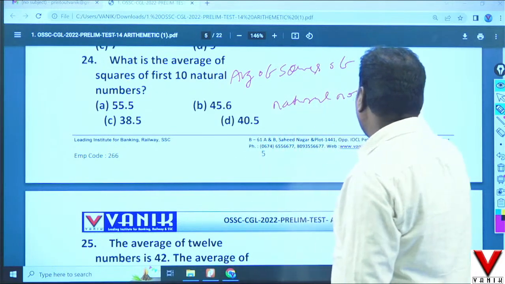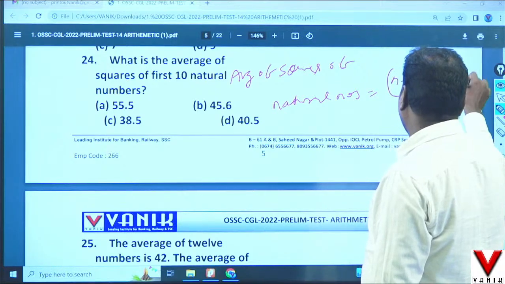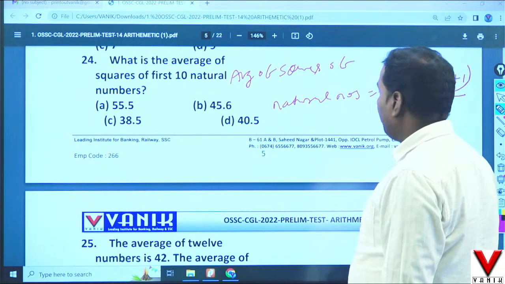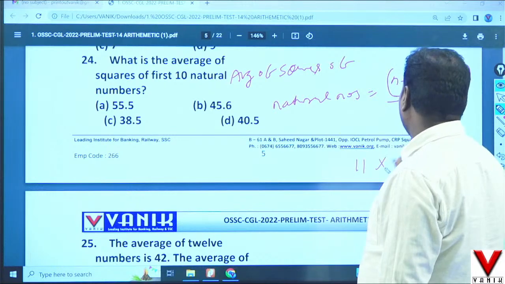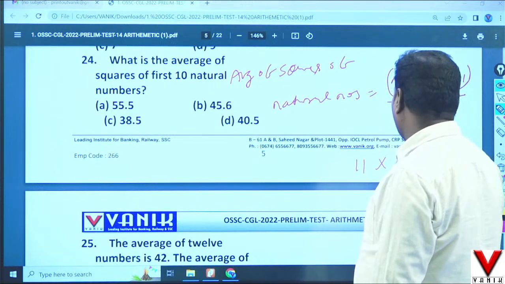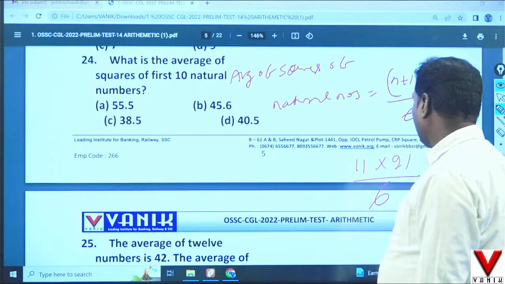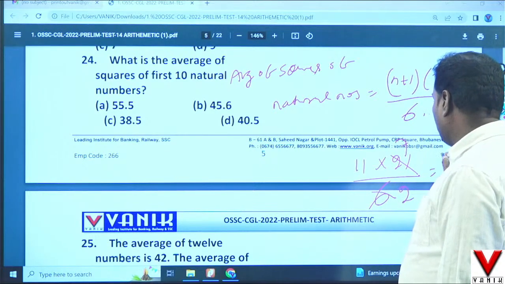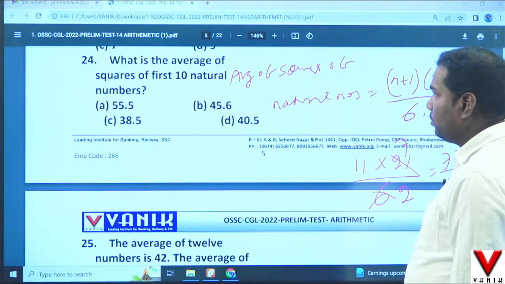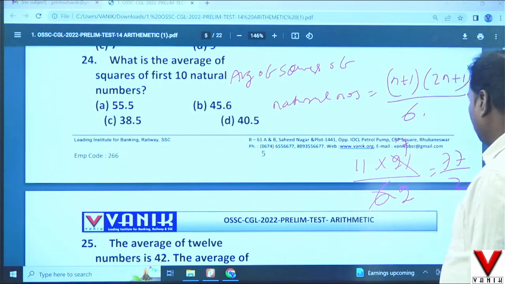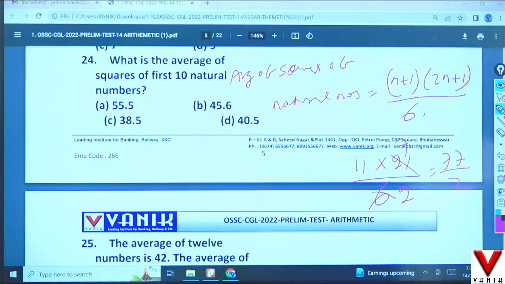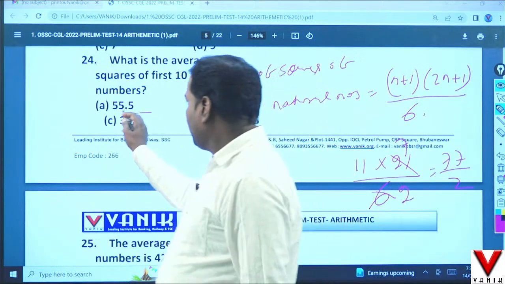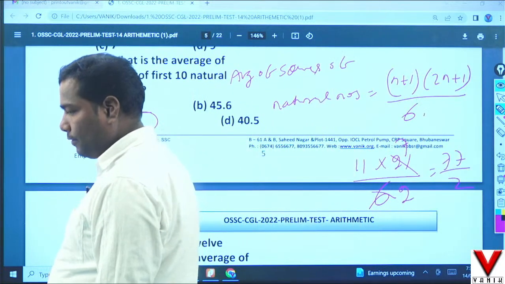The formula is n plus 1 whole into 2n plus 1 divided by 6. n plus 1, that means 11, into 2n, 10 times 2 is 20 plus 1, 21, divided by 6. 3 7s, then 3 2s, 77 by 2. 77 by 2 means 38.5. Option C is our correct answer.